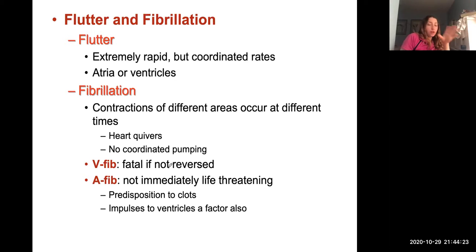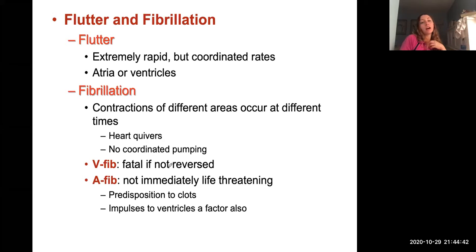So she talked about flutter. Atrial flutter can be in the atria or ventricles, but it's extremely rapid, with coordinated rates like 1, 2, 3, 4, 5, 6, 7. But they're all coordinated, it's working properly, it's just really fast.